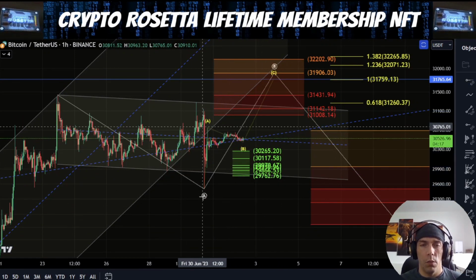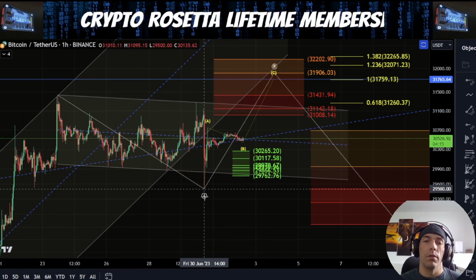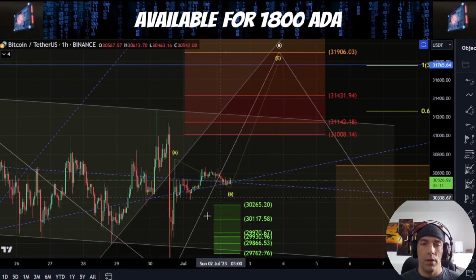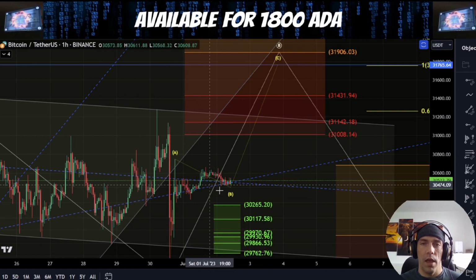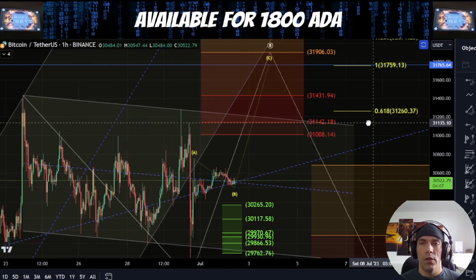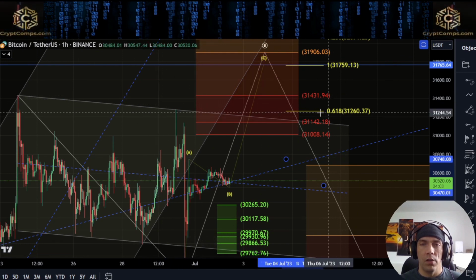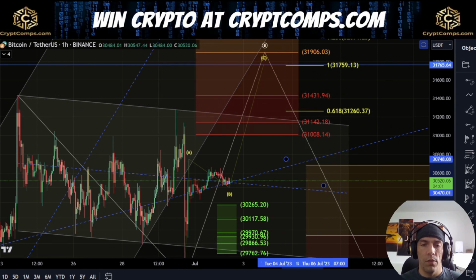If however we continue to maintain this 29,500 area and we see this look to play to the upside in a 3-wave move in an A, B, and a C, what we could potentially see is the possibility of moving up back above these highs. Now, the 0.618 would be very interesting.